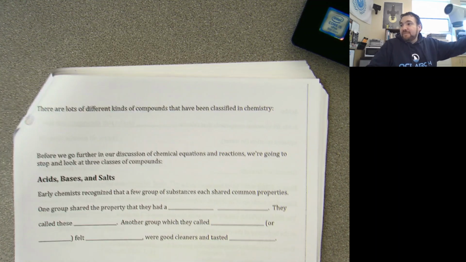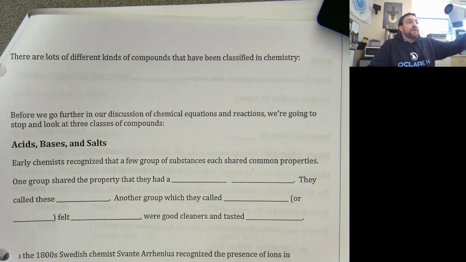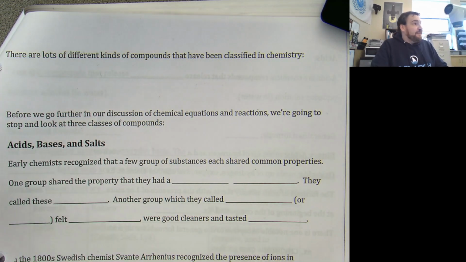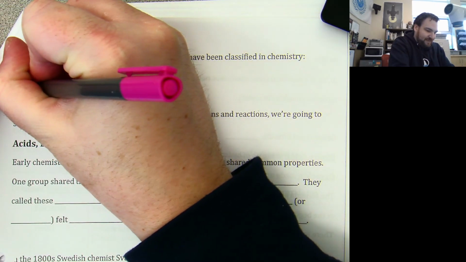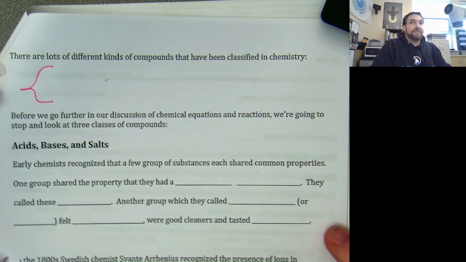Cool. So we're going to start focusing in on a specific category of compounds. There are lots of different kinds of compounds that have been classified in chemistry. Some that you've looked at already. There were 2 classifications we've made already. The classification is what? We've broken all of the compounds into 2 kinds of compounds. And they had different naming rules.